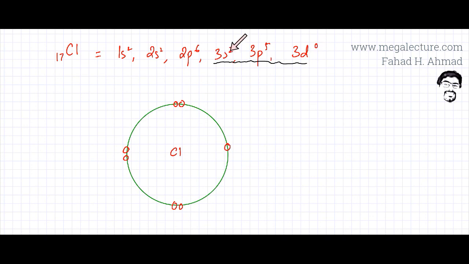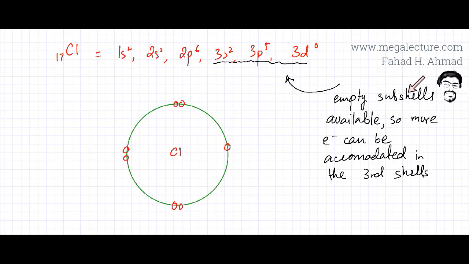So although chlorine has the same electronic configuration for the outer shell, there's an S subshell and a P subshell with 5 electrons in it, but there's a completely empty D subshell. So chlorine can accommodate 1 electron, or it can accommodate at least 11 electrons. There are lots of spaces available over here. So empty subshells are available in the third shell, so more electrons can be accommodated. So there are lots of empty spaces available.